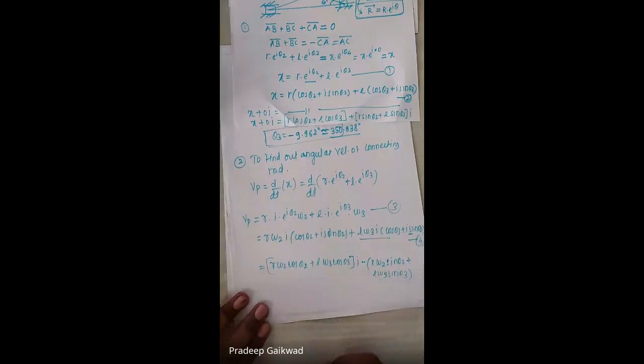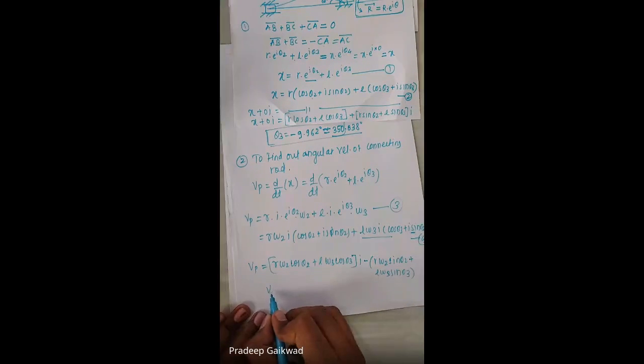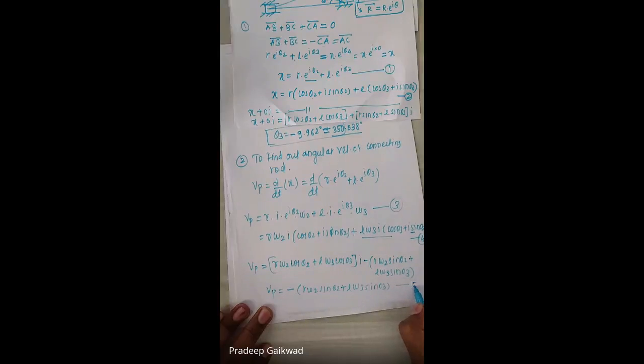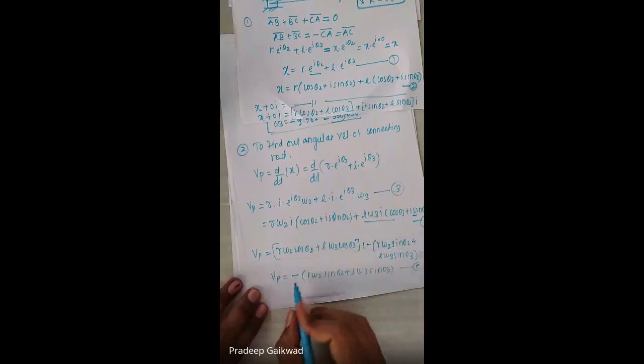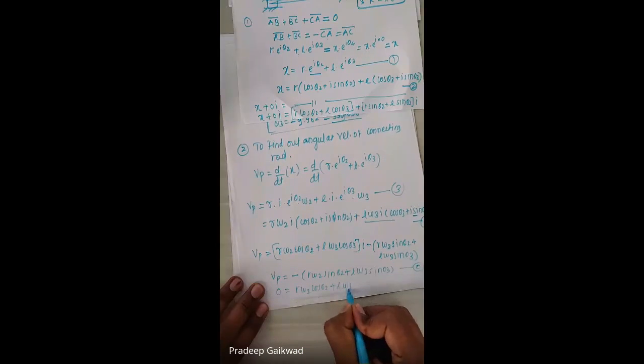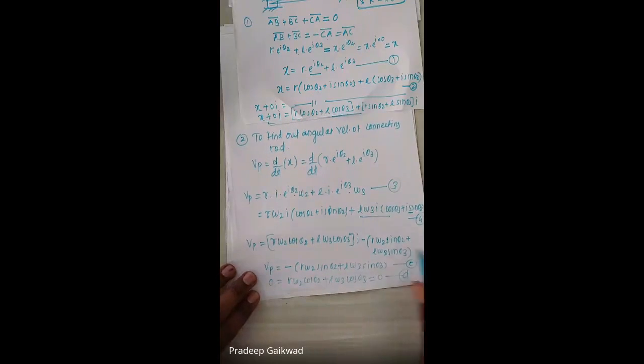Then as per your procedure, what to do here? Just write real and imaginary part separately. So what I write here now, velocity of piston is equal to Vp plus 0i. So real part is Vp. So Vp is equal to minus R omega 2 into sin theta 2 plus L omega 3 into sin theta 3. Let's call this equation C. And this imaginary part equal to 0, that is 0 is equal to R omega 2 cos theta 2 plus L omega 3 cos theta 3, equation D.